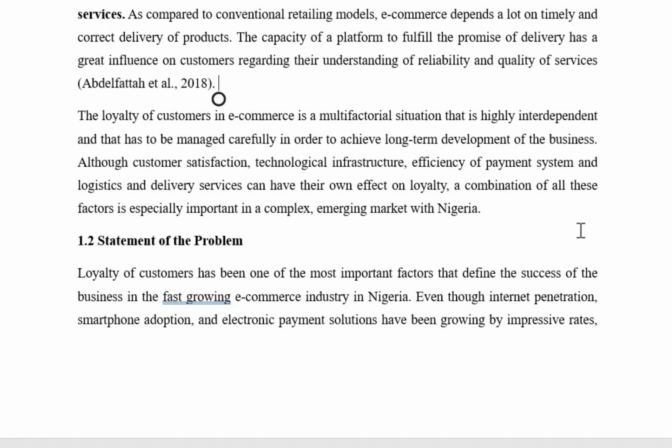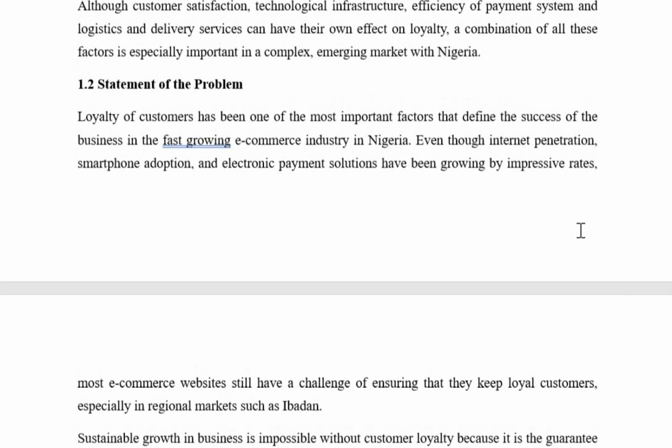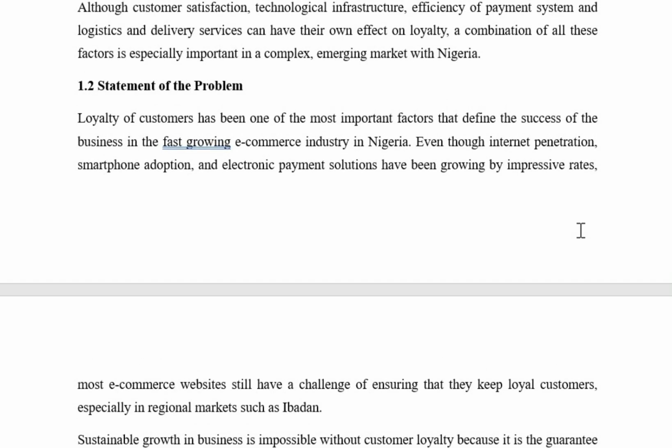The next thing we have here is the statement of the problem. And don't forget that the statement of the problem is deduced from the background of the study. What you need to do in the statement of the problem is to negate all the positive activities of the independent variables that can affect your dependent variable. Now, it says loyalties of customers have been one of the important factors that define the success of business in the fast-growing e-commerce industry in Nigeria.